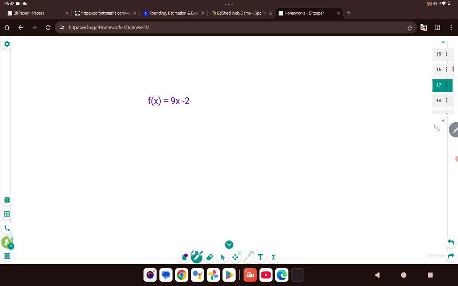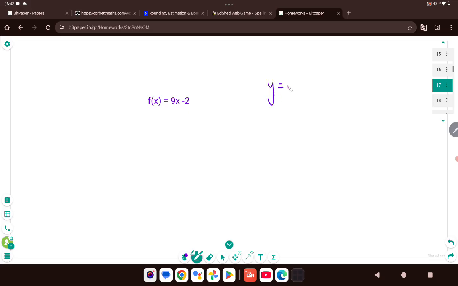Now, previously, we would have seen a function in the form y equals 9x minus 2, perhaps. And if we input a value for x, we get a value for y. If we did that a few times, we see a relationship between the two numbers. Now, for functions, we have a new notation. f of x is equal to 9x minus 2. Now, we can sub in values for x to find the value of a function.